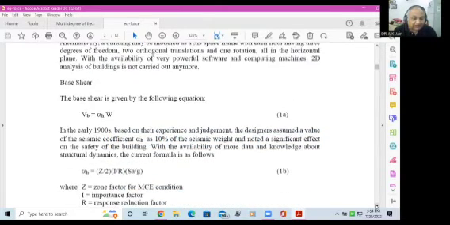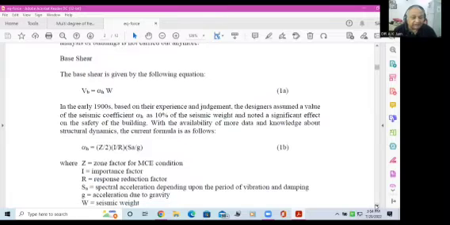Now, base shear. How do we calculate the base shear? See, in the early 1900s, when earthquakes were occurring, in fact, earthquakes have been occurring since time immemorial, people were very confused how to design a building for earthquake. In those days, there was no limit state, no working stress method, no formal education. Therefore, people were at a loss how to design a building.